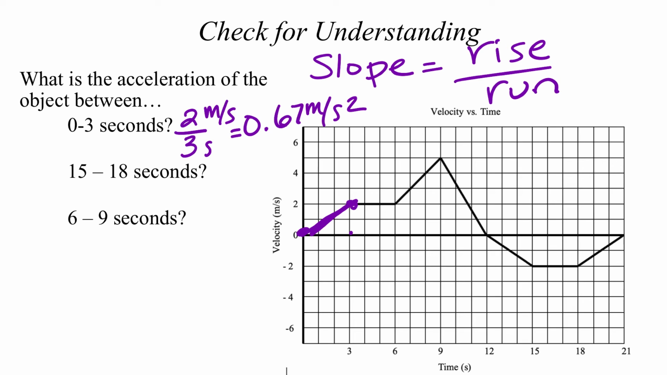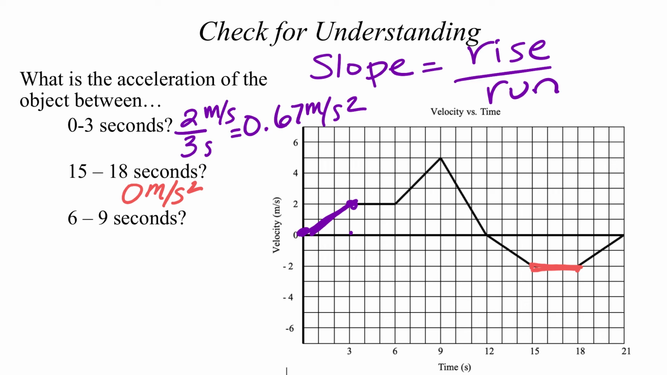Then we can go to the next one, 15 to 18 seconds is right here. You have a horizontal line, so without even doing the math, you should know immediately that that slope is 0 meters per second squared. But you can see my rise is 0 because I'm starting and ending at -2. So it'd be 0 over 3 seconds, which would be an answer of 0.